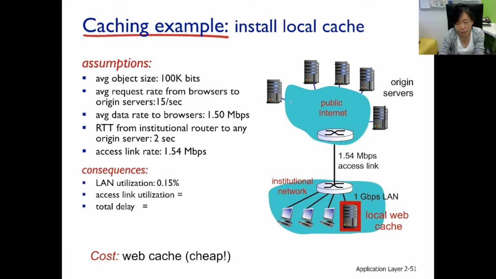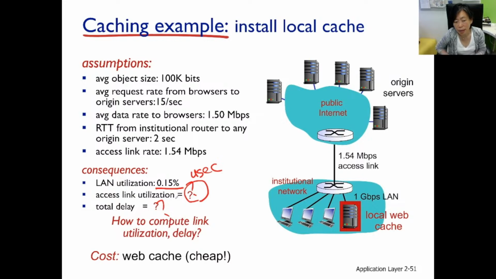Now, let's try to calculate this. We know the LAN utilization, and so maybe the LAN delay is also about microseconds. But for the access delay, we'll have to know the access link utilization in order to estimate it. Therefore, we couldn't quite yet estimate the total delay, right? This has something to do with the traffic that needs to be brought down this way. How many objects will be coming down this way? That seems to be the question.